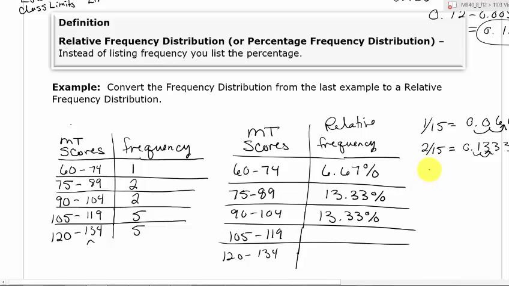And then the last value we had in our frequency table was 5. So 5 divided by 15 gives us 0.333 repeating, and so again move our decimal 2 positions to the right, and so we would have 33.33%. And the last 2 were both 5, so that's not going to change that percentage.